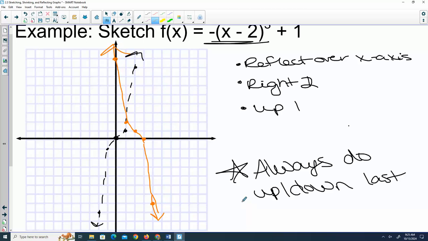So my graph ends up like this. Are there questions? Let's try some more.